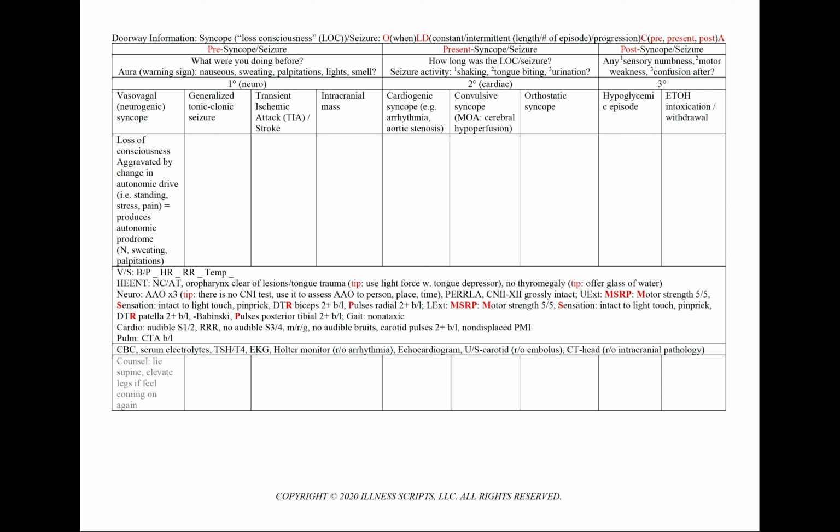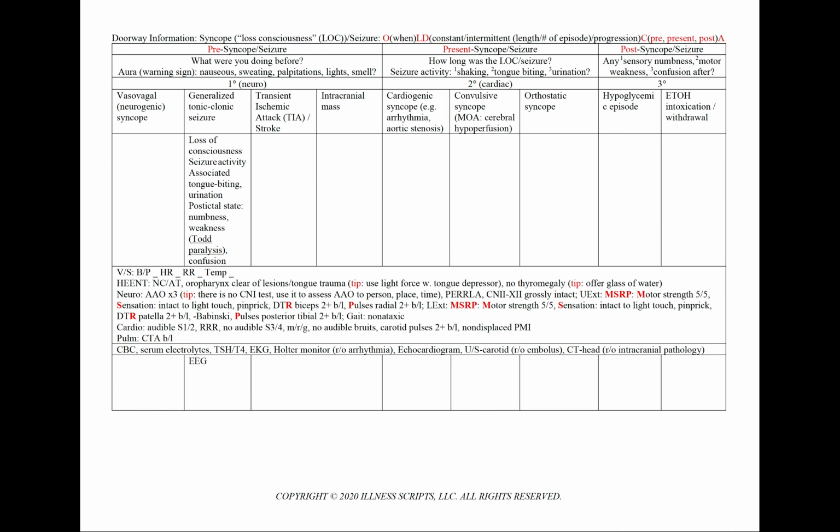In vasovagal syncope, our supporting points will include a loss of consciousness that's aggravated by a change in autonomic drive, such as standing, emotional stress, or pain, which is producing the autonomic prodrome of nausea, sweating, or palpitations. And if our patient asks us what can be done, we could help counsel them that lying supine and elevating the legs if they feel this coming on again may help.